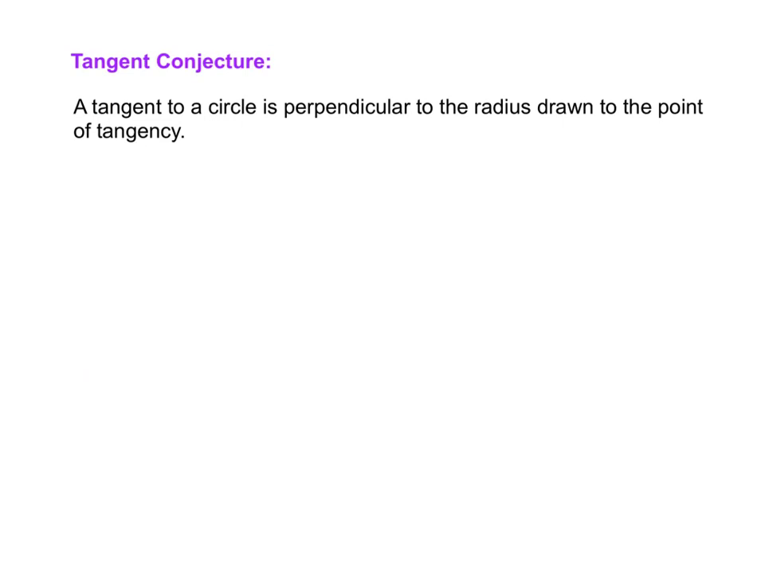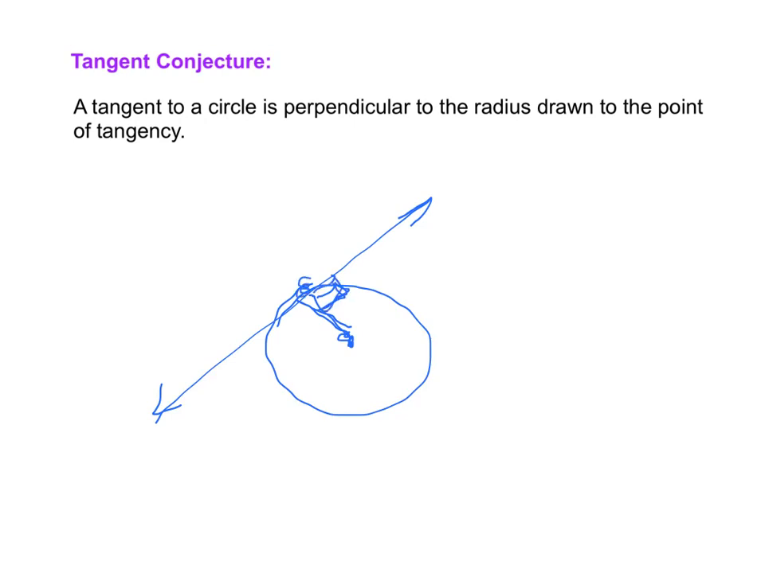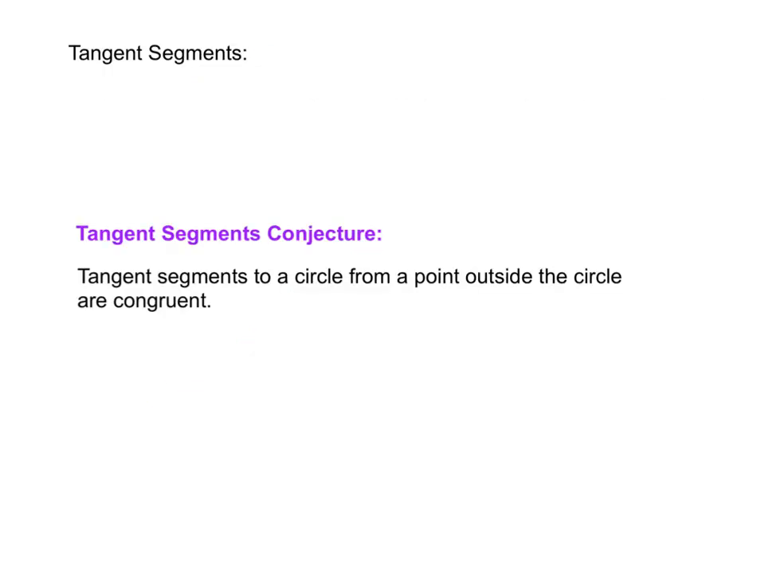So this conjecture, the tangent conjecture, says that a tangent to a circle is perpendicular to the radius drawn to the point of tangency. So we have our line, and we have our circle, which is tangent to the line, and we have the center. Then the radius here, to the point of tangency, is going to be perpendicular to the line that's tangent to the circle.